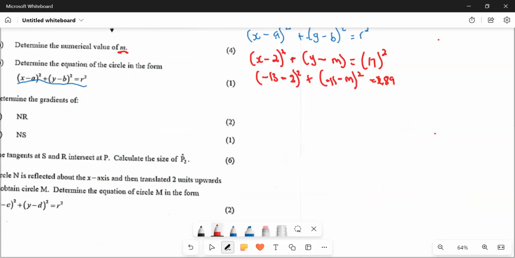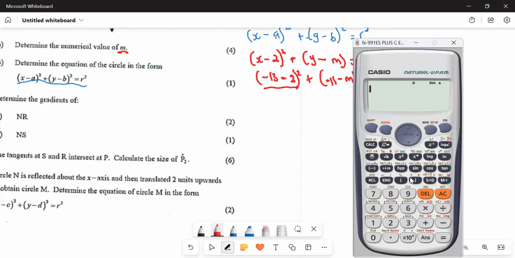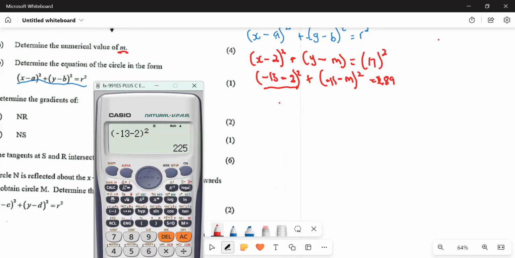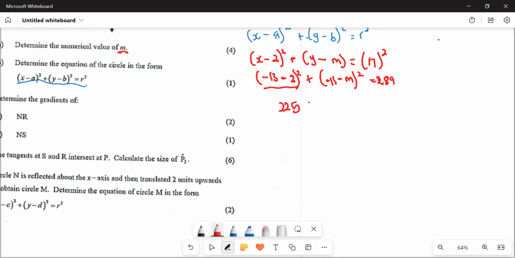From here onwards, you type this in your calculator again, exactly the way it is. You say, okay, we have open bracket minus 13 minus 2 all squared again. You get 225. Okay, you have 225 plus minus 11 minus m all squared, which is going to be 289.